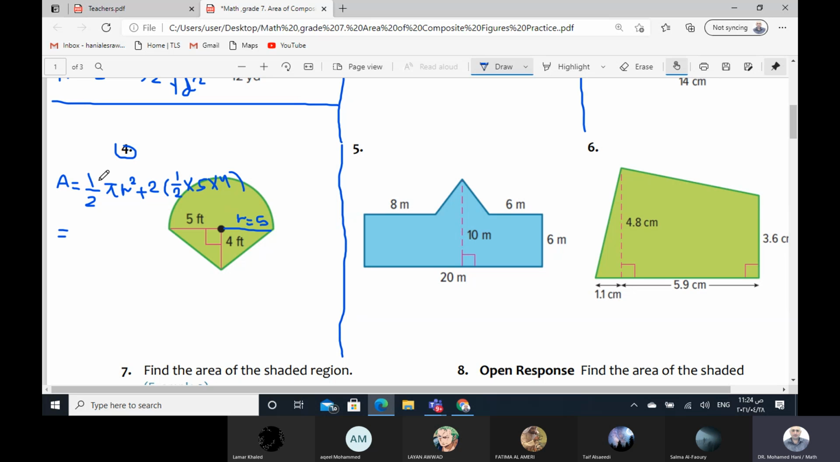Then substitution. Here we have 1/2 times pi, which will be 3.14, times r squared, meaning 5 squared. 5 squared means 5 times 5, which will be 25, plus here 2 times 1/2 will be 1, and 5 times 4 will be 20.